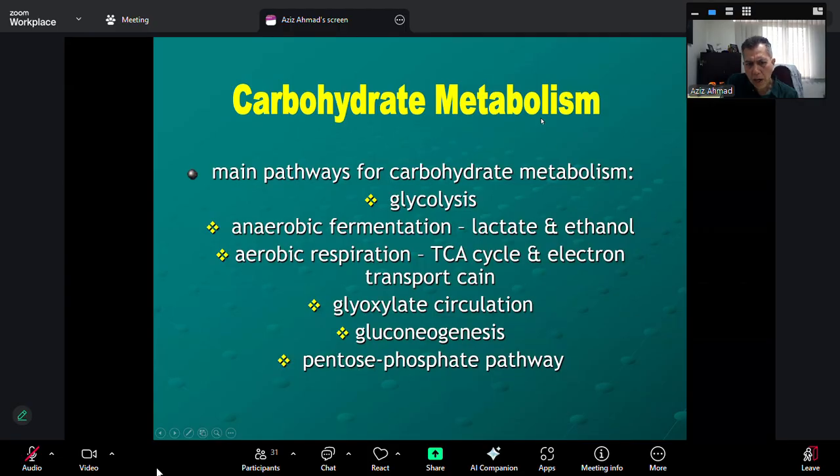So carbohydrate metabolism is a very huge pathway. I don't think I can cover all of it, but at least we can cover from glycolysis until these three. The rest I think you can read from the textbook. But if you understand all of the diagrams that I give to you, then it's easy for you to follow.